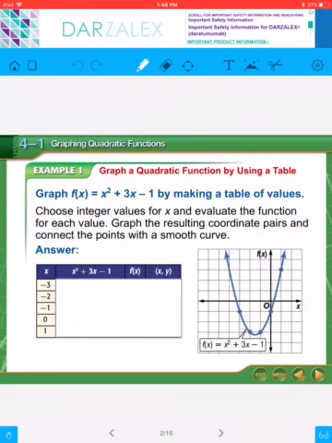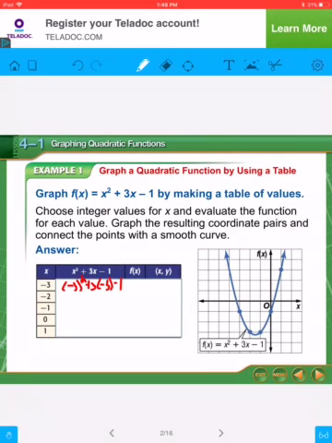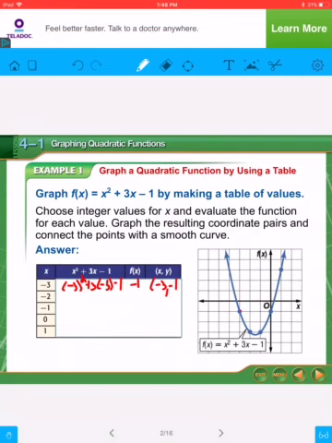-3. So I would have, and this is kind of hard to write, -3 squared plus 3 times -3 minus 1. So -3 squared is 9, plus 3 times -3 is -9, so 9 plus -9 is 0, minus 1 is -1. So we have a point at -3, -1, which is right there, like we already had plotted.